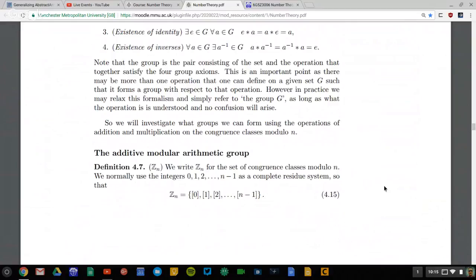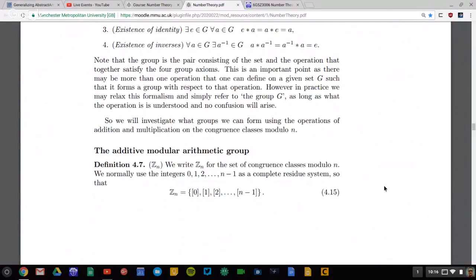The first thing we're going to consider is whether the integers modulo n form a group under the two operations, under the operation of addition and multiplication. We'll look at the addition operation first because it's the most straightforward. And the answer here is yes. So it does form a group under addition.